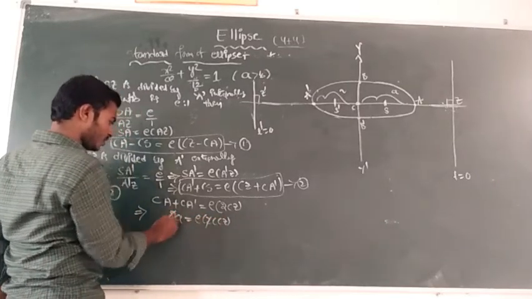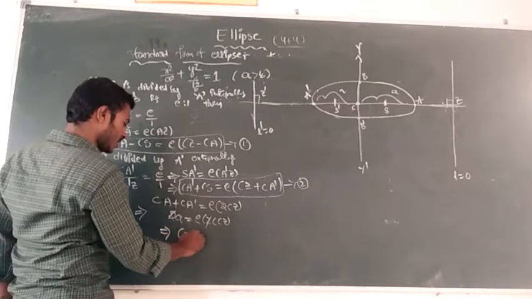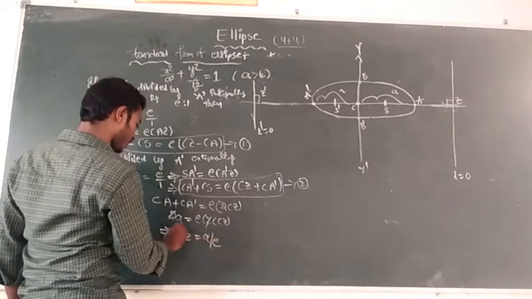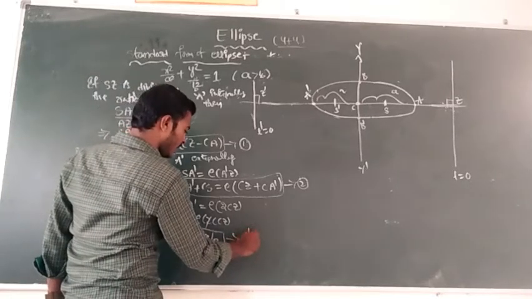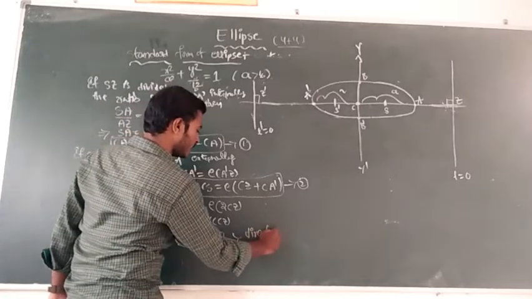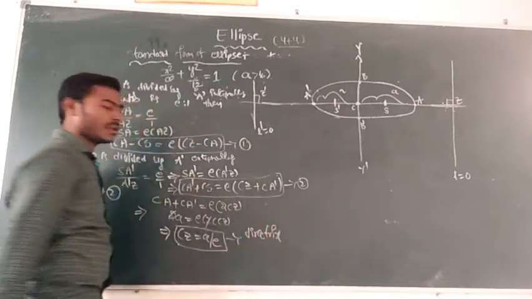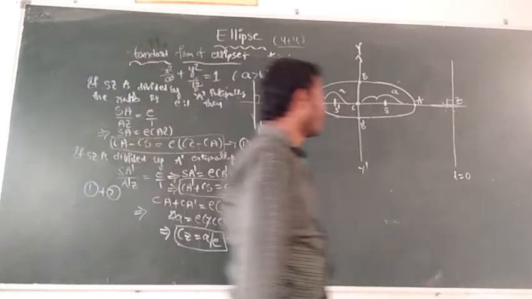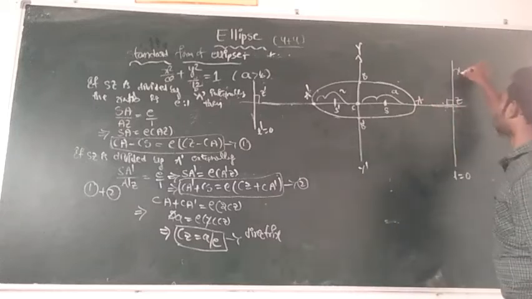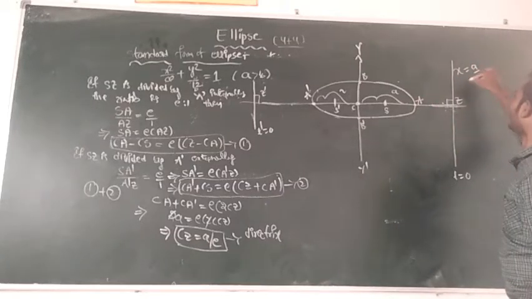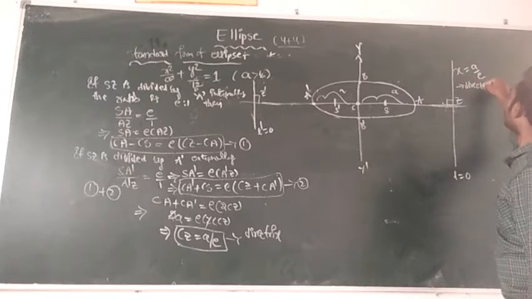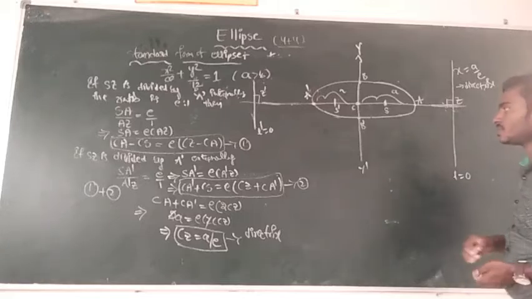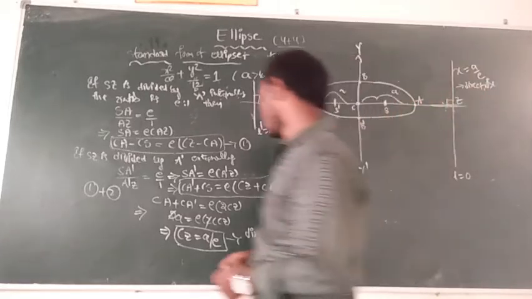So these two cancel, where Cz equal to a by e. So Cz equal to a by e is nothing but the equation of directrix. What is the equation of directrix? This is x equal to a by e, which is the equation of directrix.